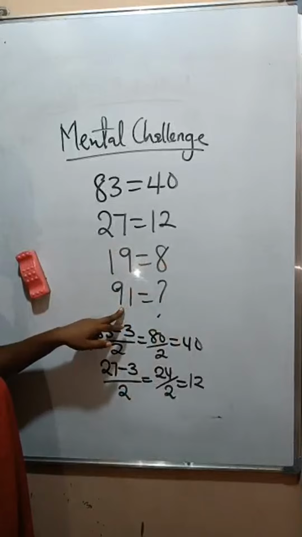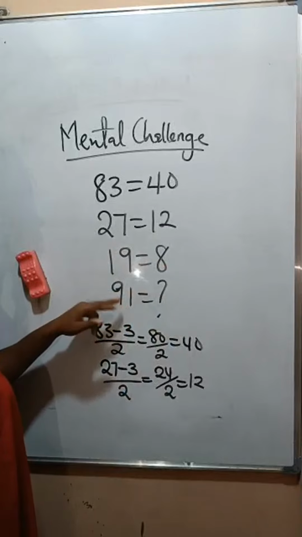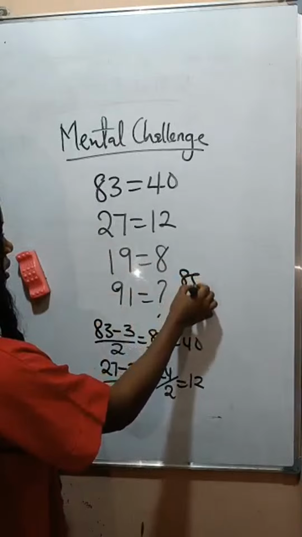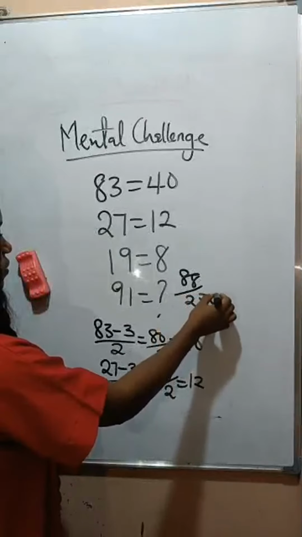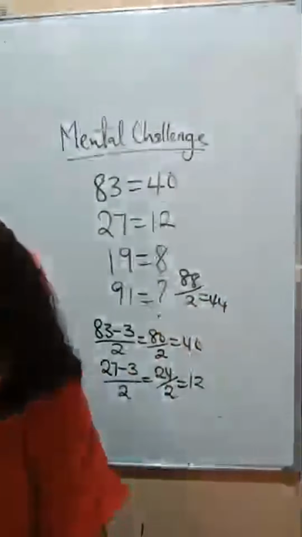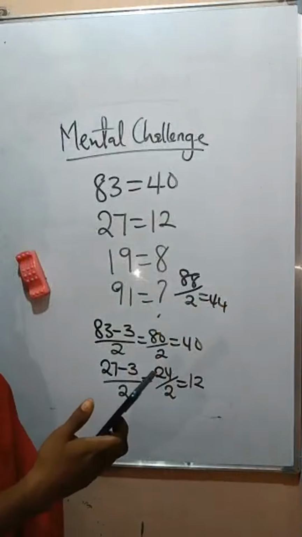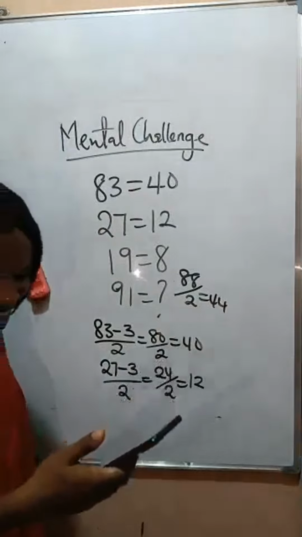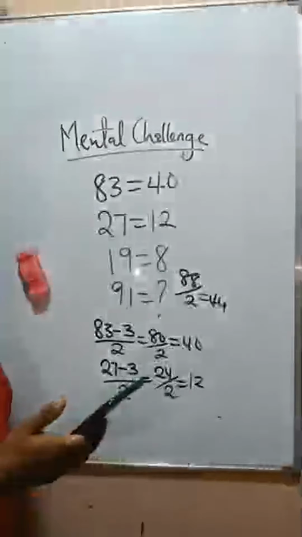So 91 minus 3 is 88. So divided by 2 is 44. And that is why everyone is saying 44. No wonder. Everyone is saying 44.